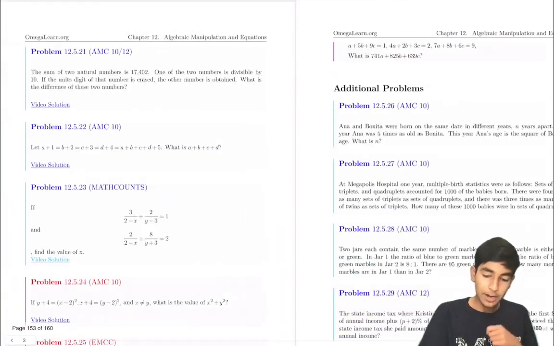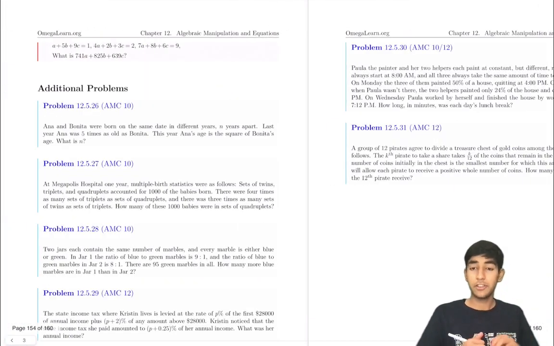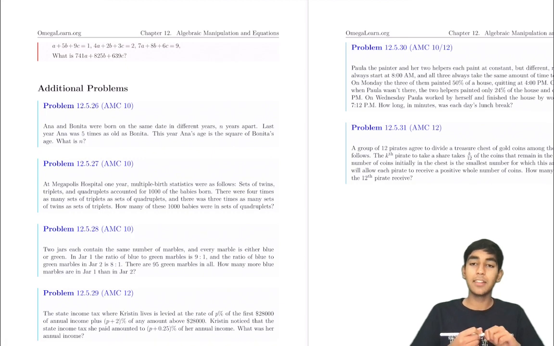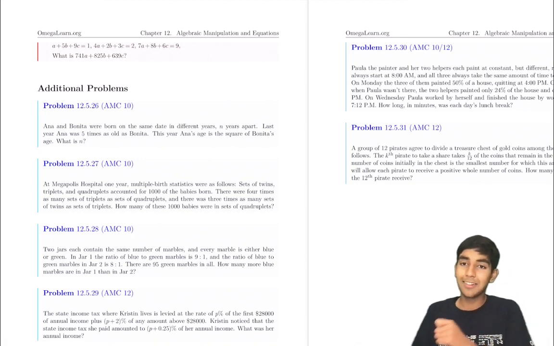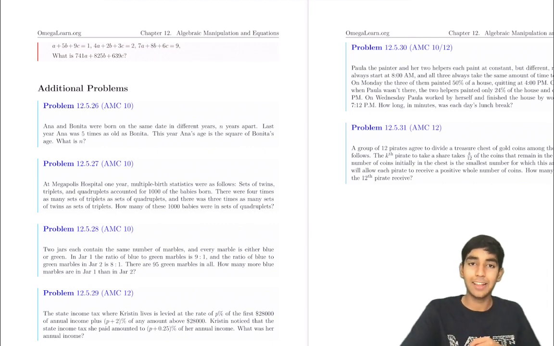Now we're ready to move on to the next topic, which is going to be speed, distance, time. And they're very similar to these types of problems, except now we're dealing with speed, distance, time equations. Let's see next time right over there.